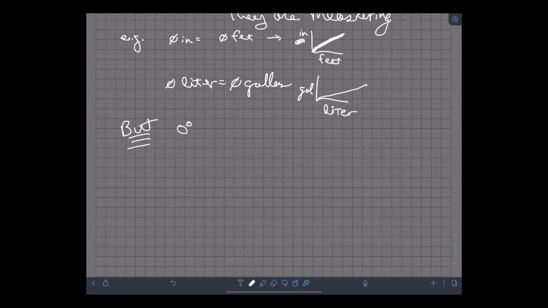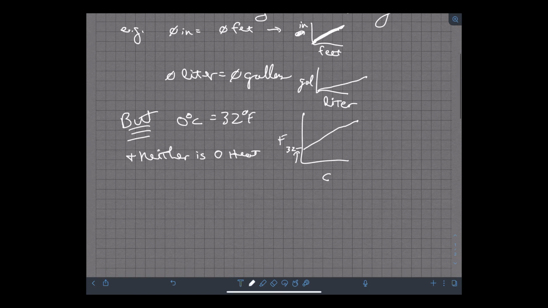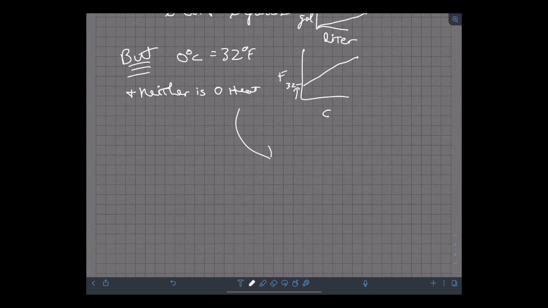0 degrees Celsius is equal to 32 degrees Fahrenheit. And so it looks like this. There's a slope like there would be otherwise, but there's also an intercept. So there's an offset of 32 when you hit 0 Celsius. You actually still have 32 degrees Fahrenheit. And interestingly, neither is a lack of the thing it's measuring, which we're going to call heat. Just to make things simple, it's not really heat, but we're going to call it heat.